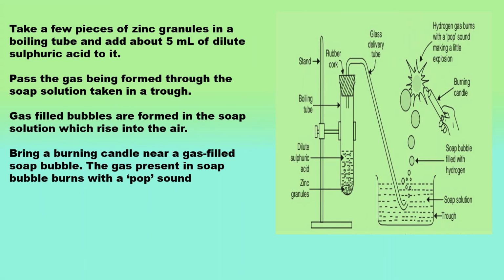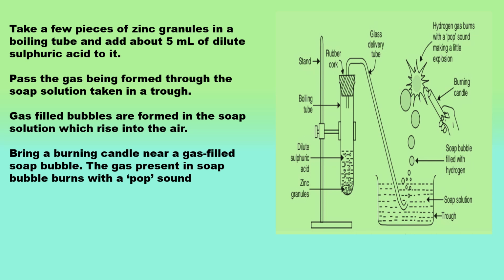The reaction of dilute sulfuric acid with zinc metal to show the formation of hydrogen gas can be carried out as follows. Take a few pieces of zinc granules in a boiling tube and add about 5 ml of dilute sulfuric acid to it. We will observe the formation of gas bubbles on the surface of zinc granules. Pass the gas being formed through the soap solution taken in a trough, by means of a glass delivery tube. Gas-filled bubbles are formed in the soap solution which rise into the air.